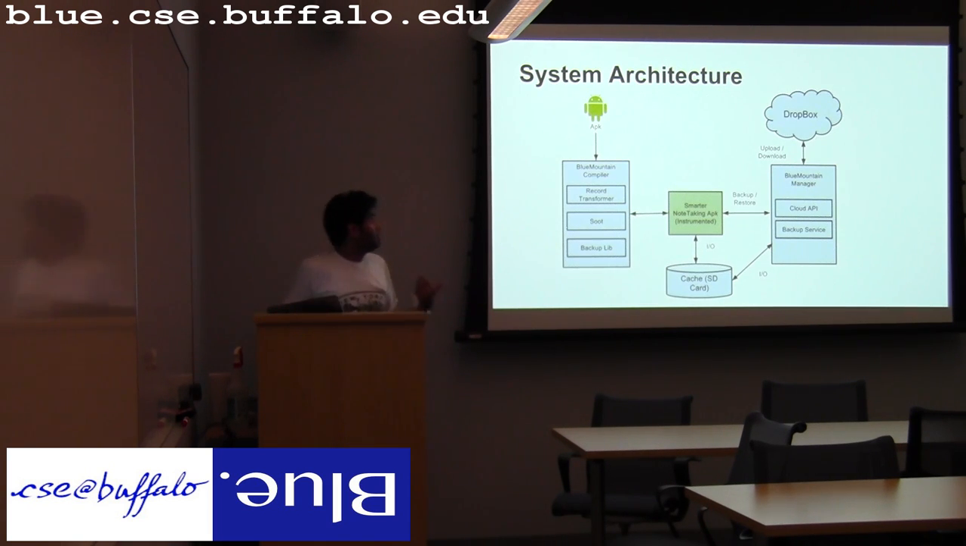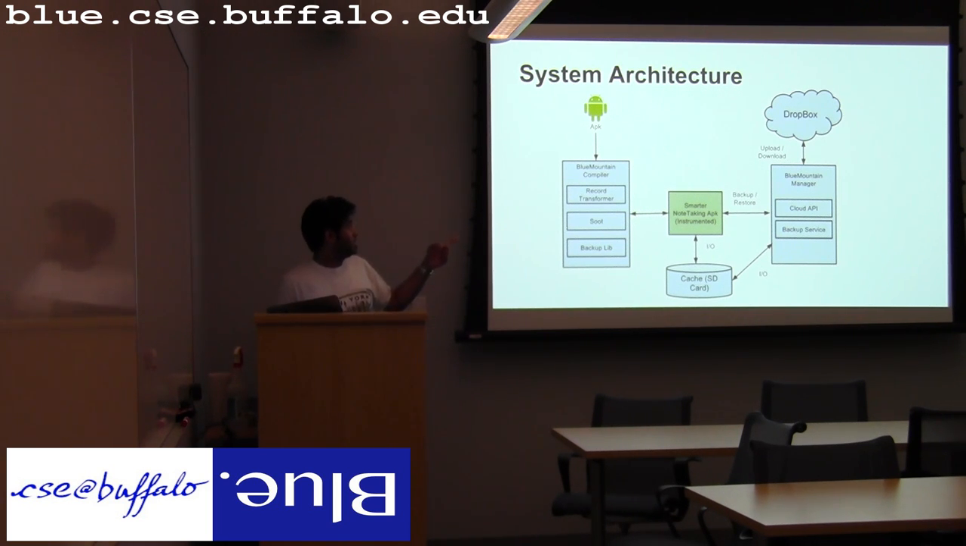Now I'm going to explain the system architecture, going in-depth into how exactly we do this. On the left, we have the APK, which is fed into what we call the BlueMountain compiler, where there's a record transformer which is going to decompile it and analyze it using Soot. And we have a backup library which can be used. It outputs another application on the right, a smarter note-taking application, which is instrumented. The green box has the ability to trap all the storage calls and then multiplex them.